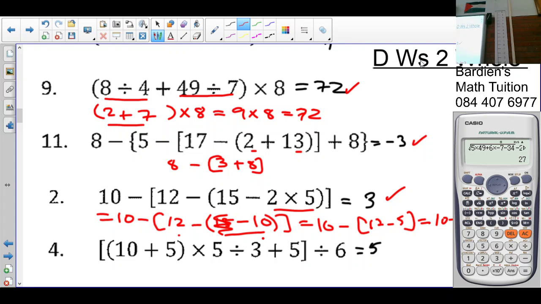Any problems with number 4? You guys must listen, eh? So we now move on. You don't tell me there's a problem in the previous sum. Any problems with number 4? No. Right, let's move on.